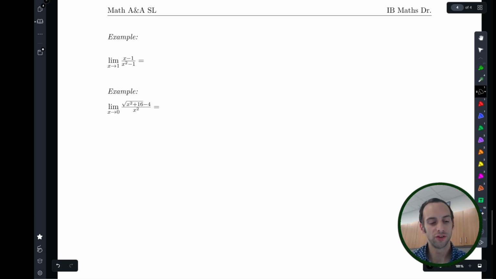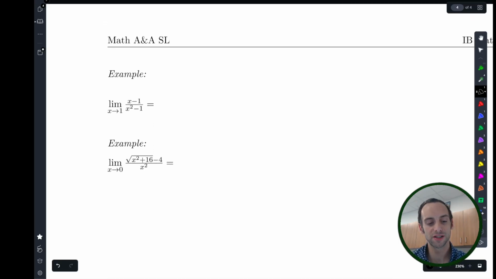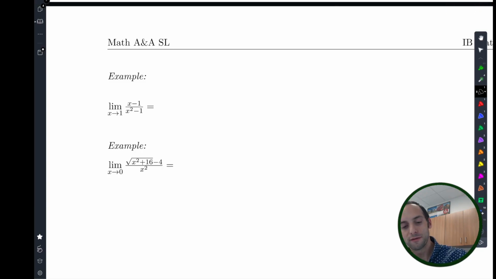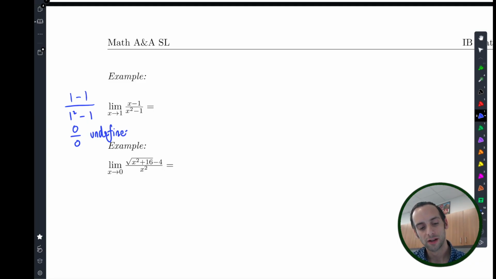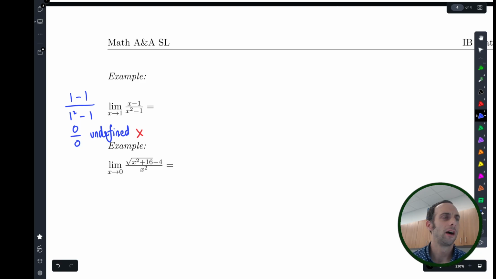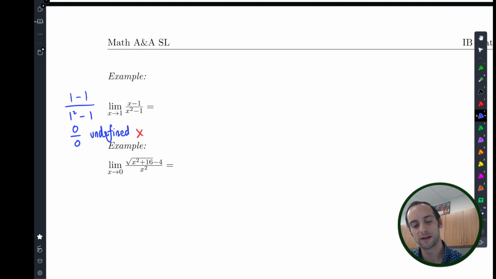Okay? So this top example, we have the limit as x approaches 1 of x minus 1 over x squared minus 1. So if we try a direct substitution here, we have 1 minus 1 over 1 squared minus 1. This simplifies to 0 over 0. We know dividing by 0 is not a well-defined operation, so we can say that is undefined. So unfortunately, our direct substitution approach fails. All right, well, let's try and simplify this problem down with algebra.